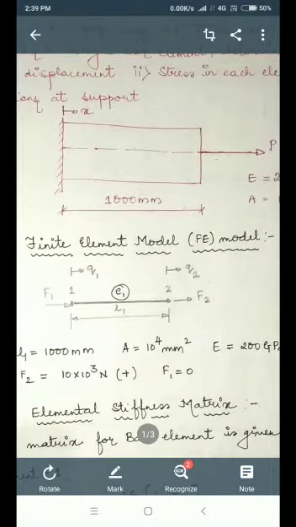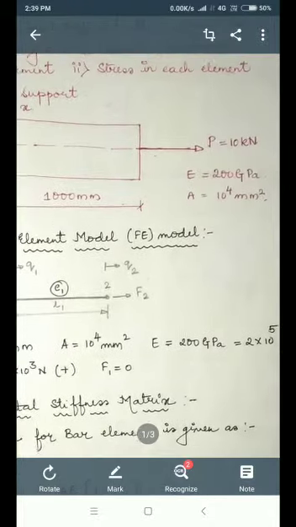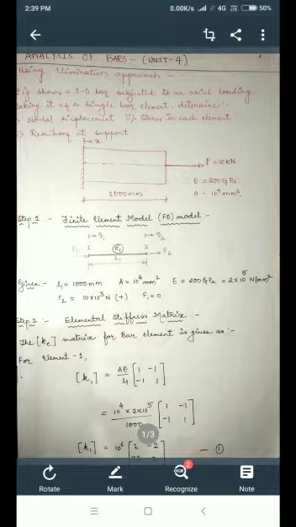Diagram of the bar element is given. In this you can observe that a small arrow mark with X is written there. This indicates the right side, towards the right side is the assumed positive direction, and the extreme left side of the bar element is fixed, and at the extreme right side a load of 10 kilonewton is applied.